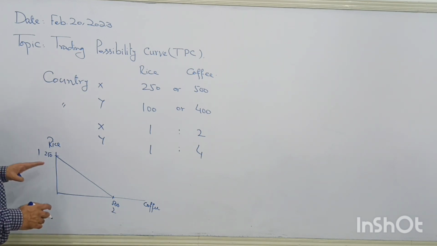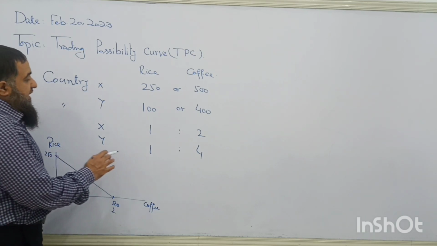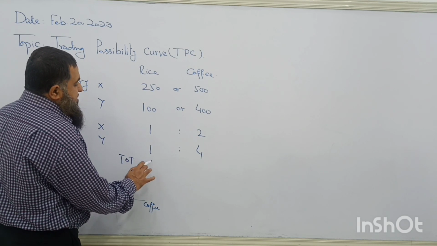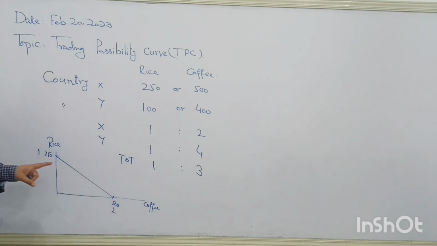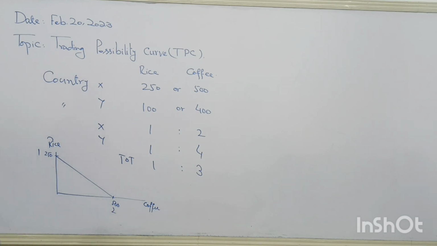Now see what happens within their own country. If they give up 1 ton of rice, they will be able to get 2 tons of coffee. But in the international market, the terms of trade, you can say, is 1 to 3. TOT means terms of trade. So from the international market, it is gaining more than from the domestic production.